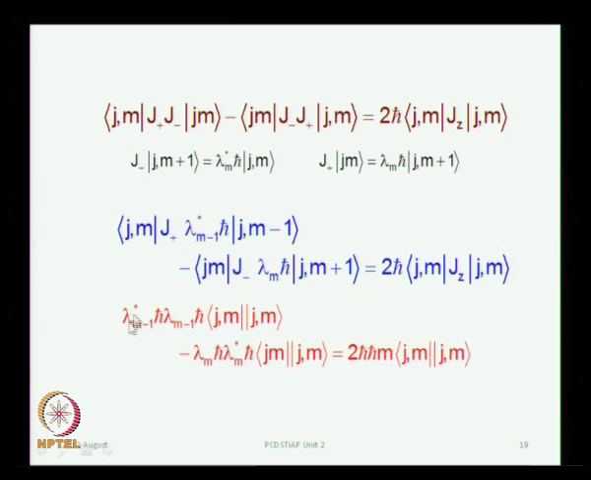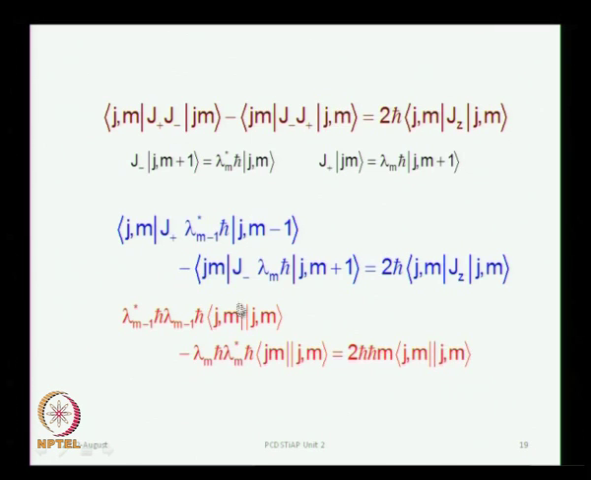Now you work with J plus, and J plus when it operates on this will increase this index from M minus 1 to M, but then it will give you the same index as was before. So it will again give you lambda M minus 1. So in the first term you get lambda M minus 1 star lambda M minus 1, you will get the modulus square of lambda M minus 1 in the first term. Likewise in the second term you get the modulus square of lambda M.